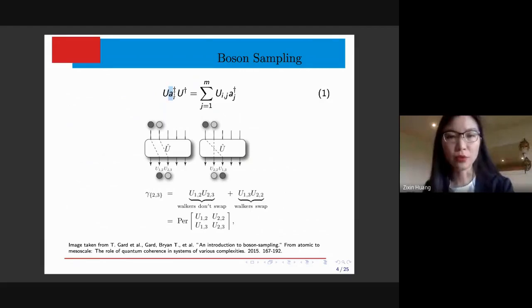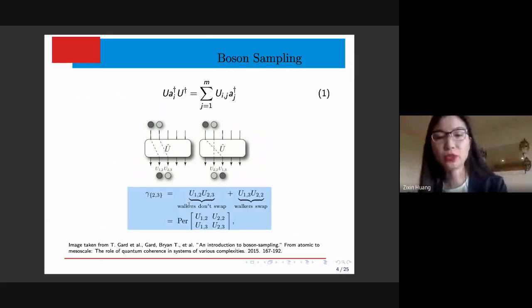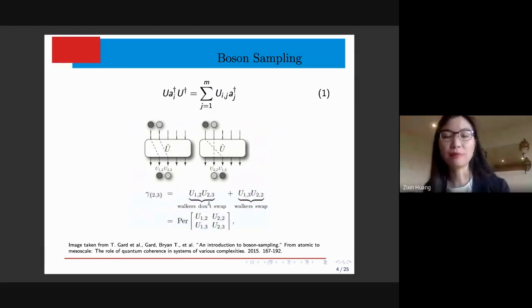To give you some intuition as to why the output is proportional to the permanent, if you have a photon input at mode i, it transforms like this. Say we have photons input at modes 1 and 2, the probability that they will come out at modes 2 and 3 is given by the amplitude of them both going straight through, added to that of them crossing over. And this probability amplitude is proportional to that particular submatrix permanent.